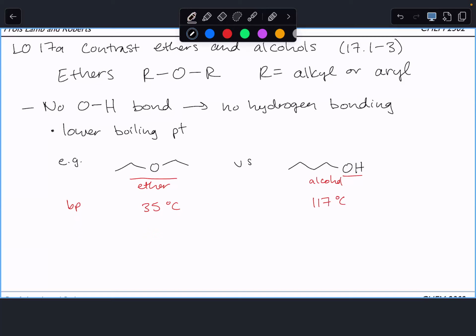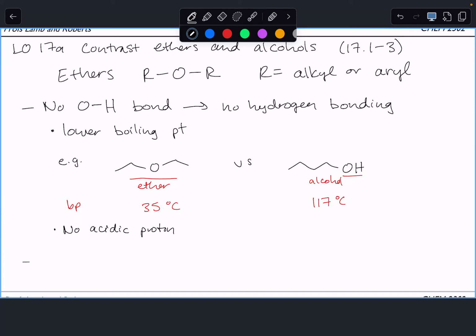The other consequence of not having that OH bond is that there is no acidic proton. We can't deprotonate an ether in the same way that we did an alcohol. You'll see in this chapter, we use a lot of alkoxide, O minus. You can't really do that with ethers because it already has two carbon-based substituents.